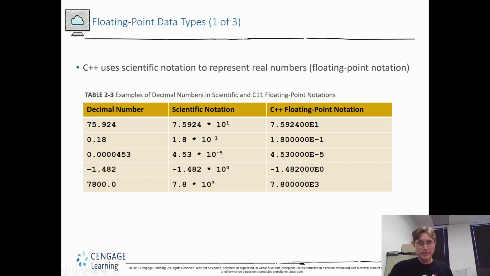If you see it like this in C++, that means it's in scientific notation. So like 7.592400E1 means 7.5924 times 10 to the first power. So basically, all these are the same number across the board. You see different notation and stuff.